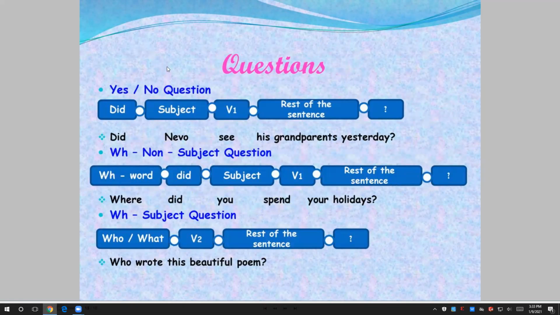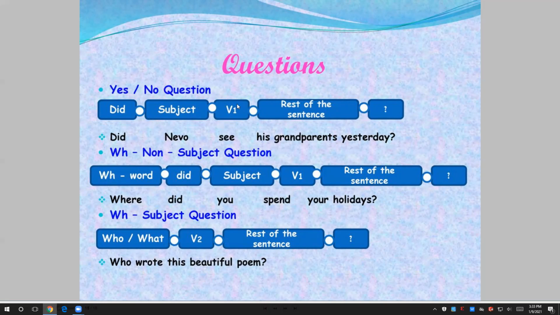So how are you going to make the questions? Again, you've got these two types of questions: yes, no questions, and then WH questions. When you are going to have yes, no questions, you'll put this did in the beginning of the sentence. So this is how you'll make a yes, no question. You'll be using did plus subject plus first form of verb, and then the rest of the sentence, and then the question mark. When you're writing a question, please do not forget to put the question mark at the end of the sentence.